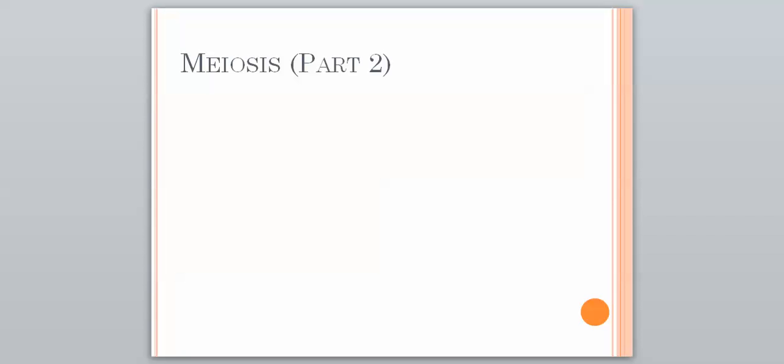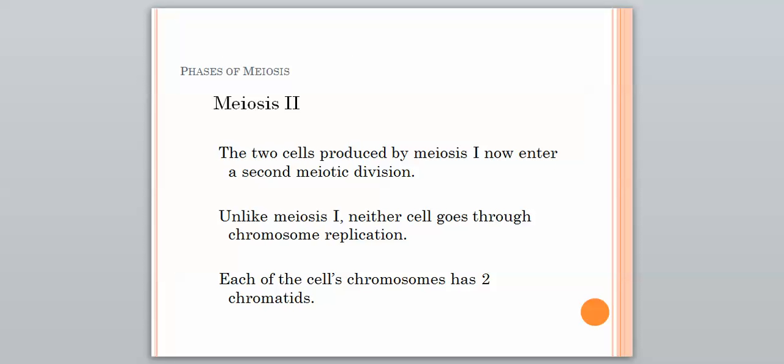We went over all the stages of Meiosis 1 in our last video, and today we're going to take a look at the steps of Meiosis 2. So in Meiosis 2, our beginning step is the two cells that are produced by Meiosis 1. They now enter a second meiotic division, and meiotic means just through the process of meiosis. And unlike Meiosis 1, neither cell goes through chromosome replication.